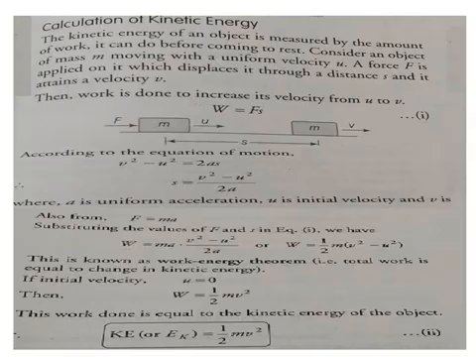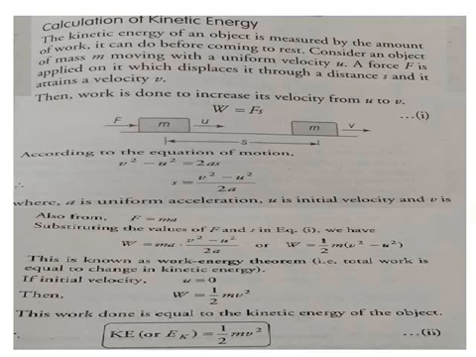Therefore, W is equal to F, which is ma, into s, the displacement, which is v square minus u square divided by 2a. So W is equal to F into s. We have substituted the value for F and we have substituted the value for s, the displacement. Now you simplify this, it becomes half m into v square minus u square, right?